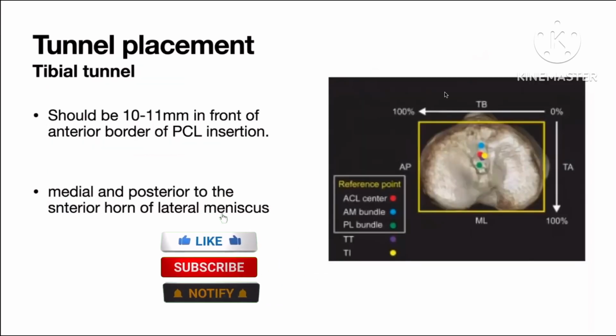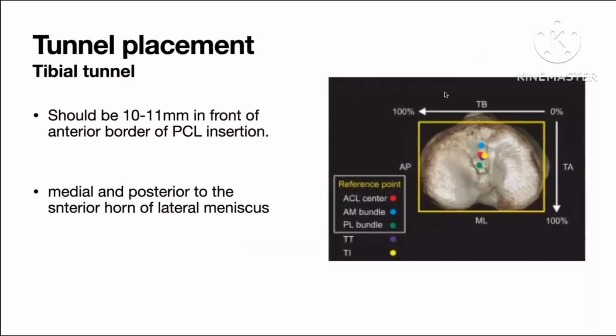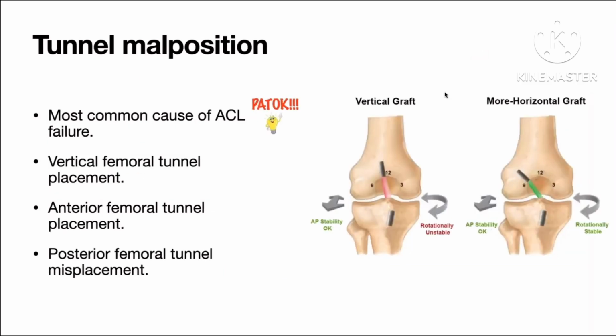So sa tibial tunnel, 10 millimeters in front of the PCL, medial and posterior to the anterior horn of the lateral meniscus. The most common cause of revision ACL is tunnel malposition. Vertical tunnel placement will cause rotational instability. If your tunnel is too anterior, you will have a knee that is tight in flexion. If you have a tunnel that is too posterior, you have a knee that is tight in extension.